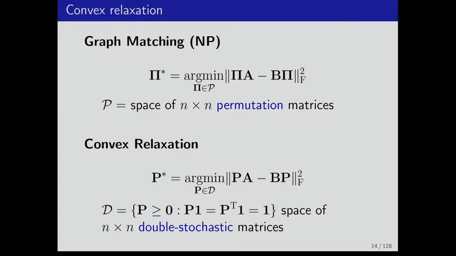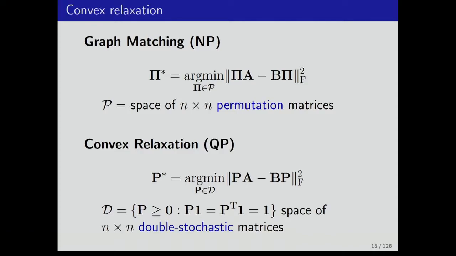And then I can replace my space of permutation matrices, which is a very ugly space to do optimization on. I can actually replace it by its convex hull, what is called the Birkhoff polytope. This is the space of doubly stochastic matrices. And this objective is convex. The feasible set is also convex, so I get a quadratic program.